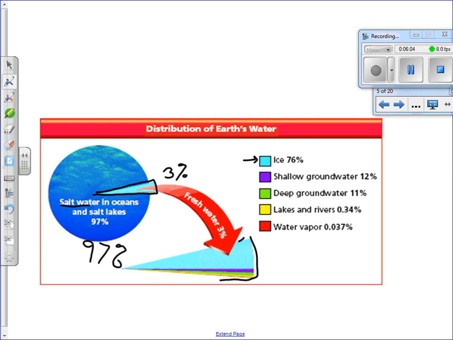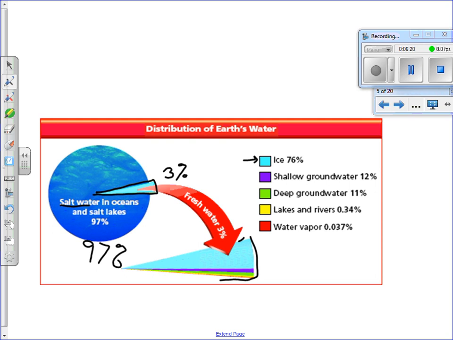76% of the fresh water on this planet is frozen. Not very easy for us to use. So that's the polar ice caps, glaciers, and sea ice. So huge amount of fresh water that we can't use.